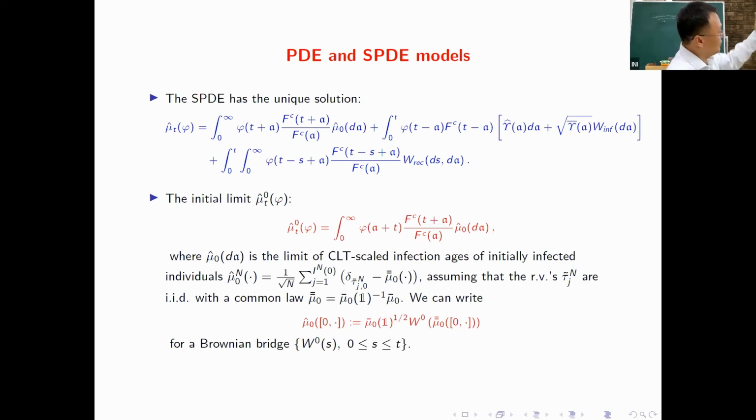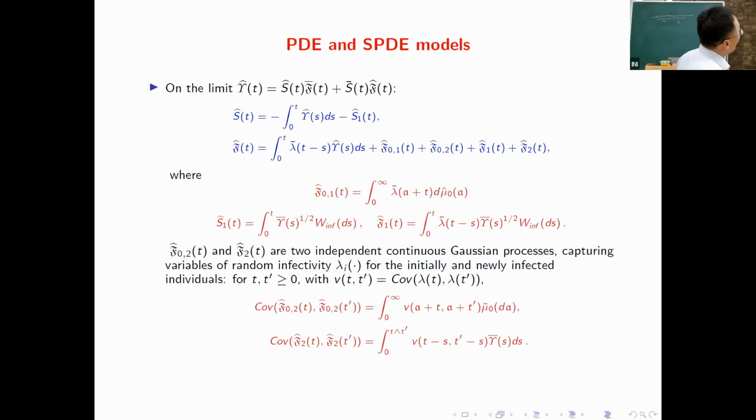And then what is the Upsilon hat? Upsilon hat is a little bit complicated. It's a linear combination of the S hat and F hat, the susceptible process and also the force of infection process. And these two actually are a system of linear equations driven by Gaussian noises.